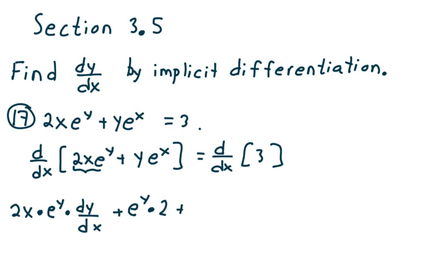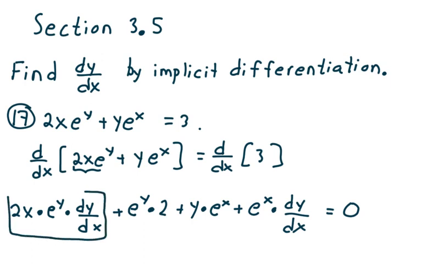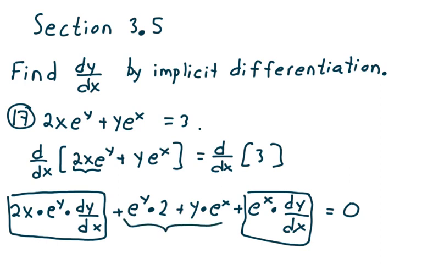And I'm going to add the derivative of y e^x. Again, I'm going to use the product rule, so I'm going to write y times e^x plus e^x times dy/dx. I'm going to set this whole result equal to 0. Now, I need to collect the terms that involve dy/dx on one side, along with this term, and then everything else gets moved to the other side.